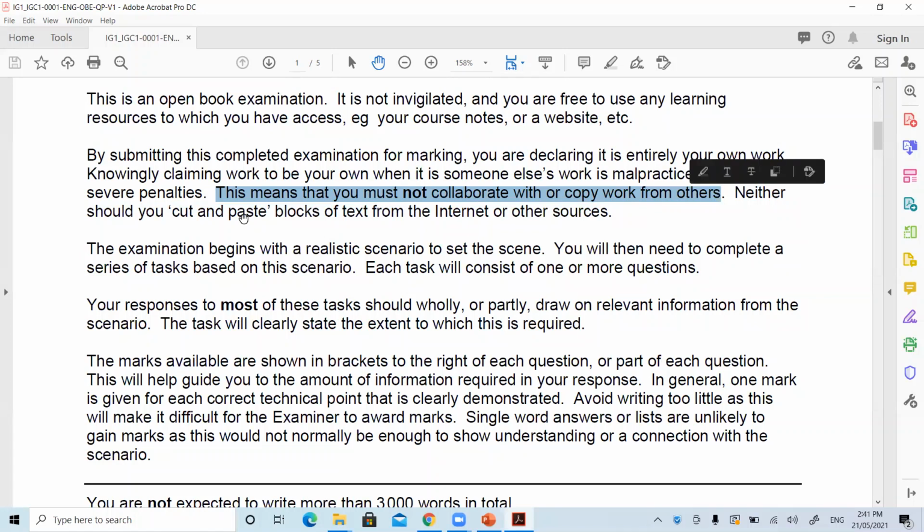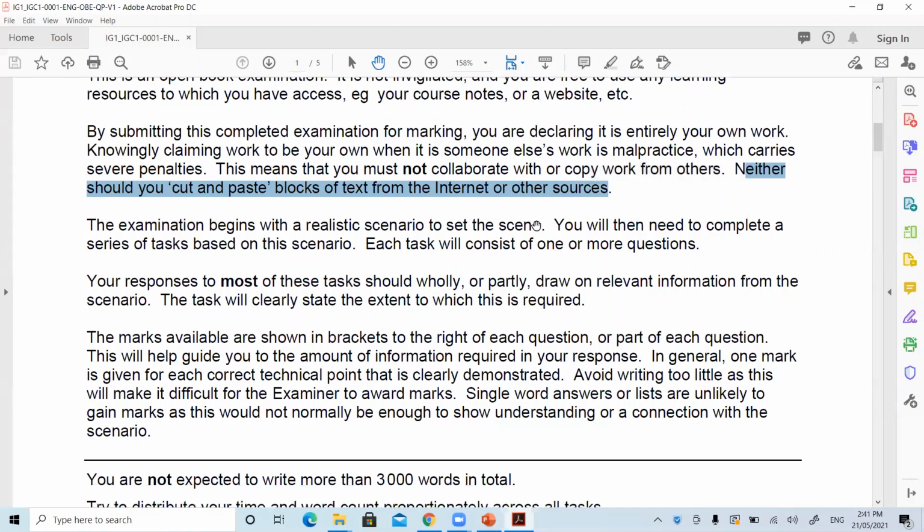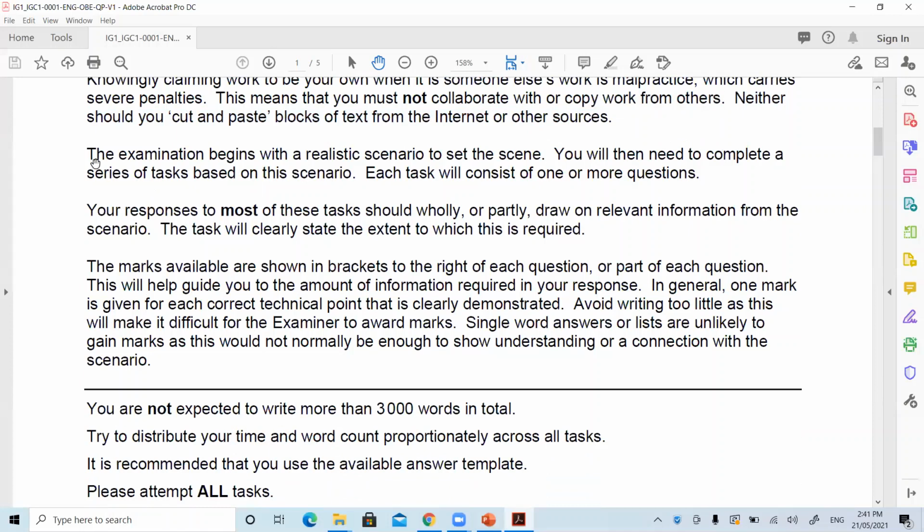So this sentence is very important. Do not collaborate with or copy work from others. Neither should you cut and paste blocks of text from the internet or other sources. So don't cut and paste or copy and paste text from other sources.